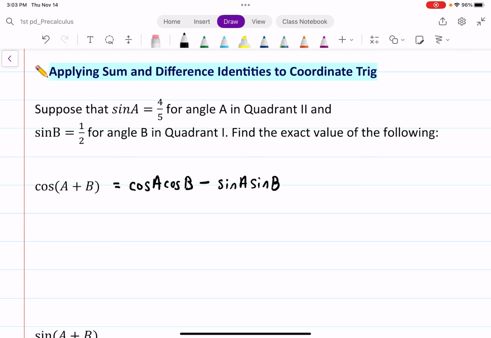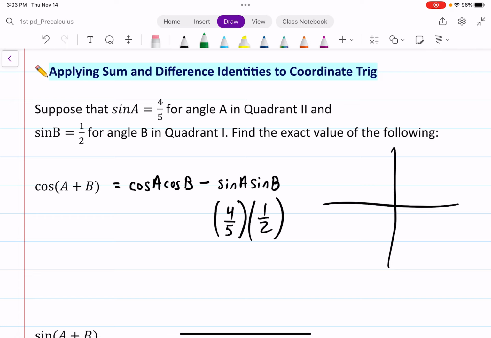Okay. Well, I have some of my information. I have that sine of a is 4/5, so I could plug in 4/5 there. And then I also have that sine of b is 1/2, but I don't have my other information yet. However, it said that b was in the first quadrant. Sine of b was 1 over 2, okay? Opposite over hypotenuse. And the other one was in quadrant 2. Okay, sine is opposite over hypotenuse.